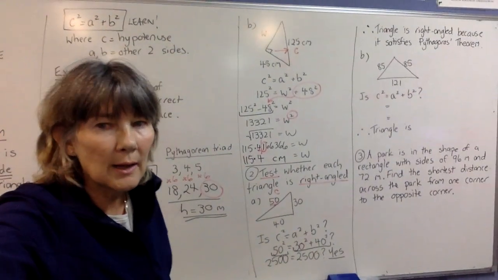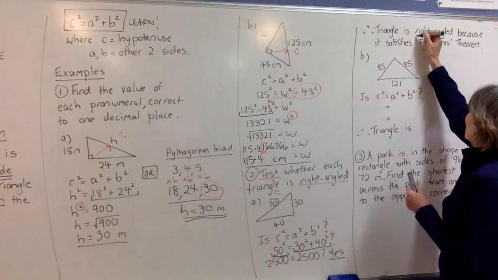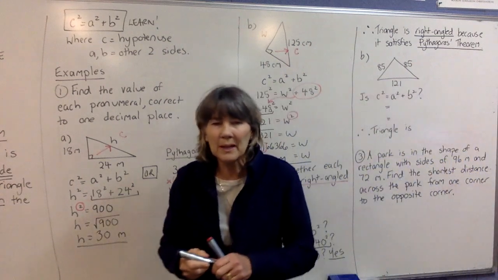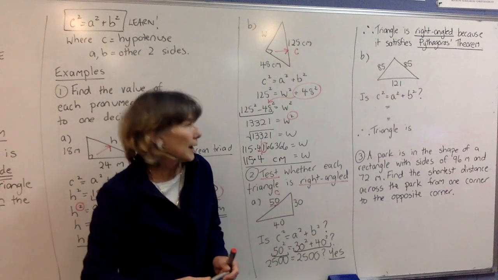Okay, so now we make the conclusion. We are going to say that it is a right-angled triangle because it satisfies Pythagoras' theorem. That just means that Pythagoras' theorem works. So that means the triangle must be right-angled.